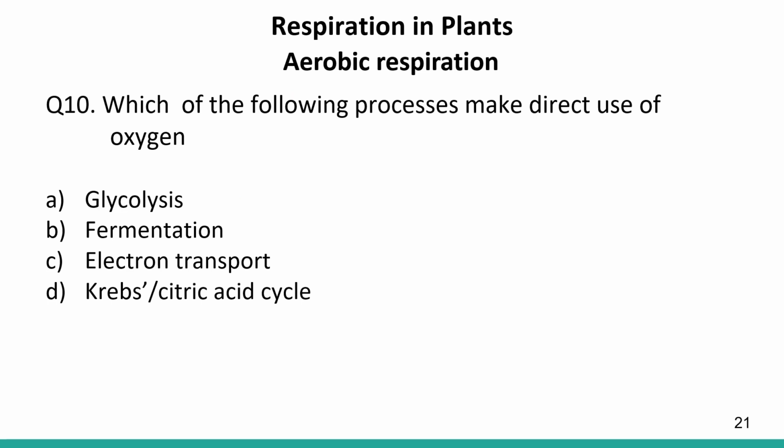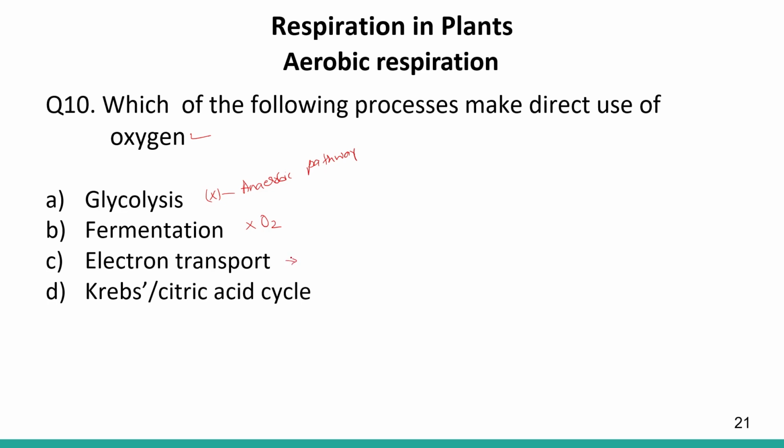Now, next question is, which of the following processes make direct use of oxygen? Options are, first one is glycolysis. This is not true because glycolysis takes place without oxygen. It is an anaerobic process or pathway. Next is fermentation. Fermentation again doesn't require oxygen.